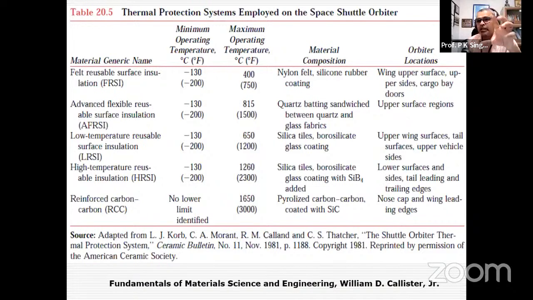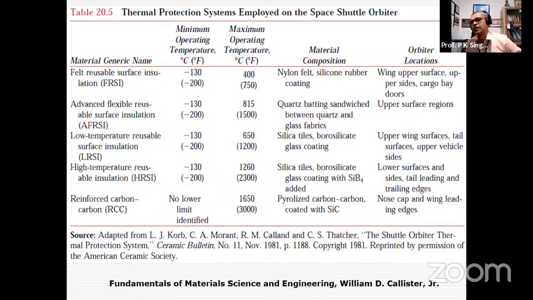And now the basic aim is that, according to your own choice and where you want to use it, you can develop your own material. Now in the last portion of the slides, in the last table column, you can see reinforced carbon-carbon material, RCC, which is very important. It's also important because no lower limit has been identified till now. And it's a very good material whose operating temperature is also very high.